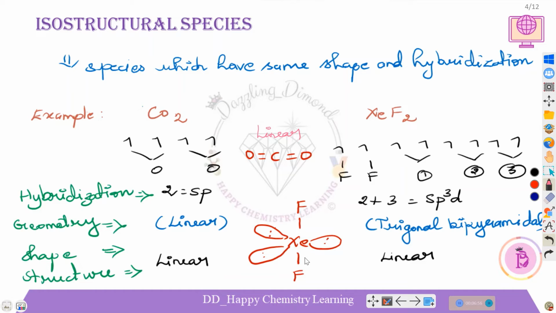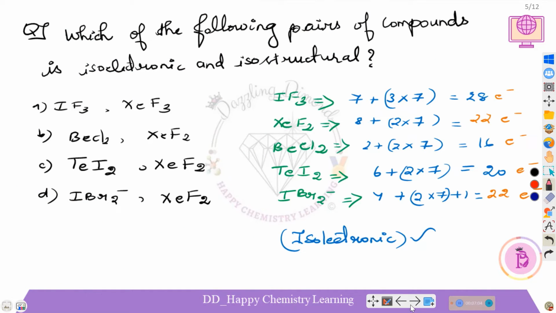Here also X is bonded with 2F, right? Yes, well, okay, now we will solve one question. Which of the following pairs of compounds is isoelectronic and isostructural? You have been given this set of options, right? We will be solving them one by one.